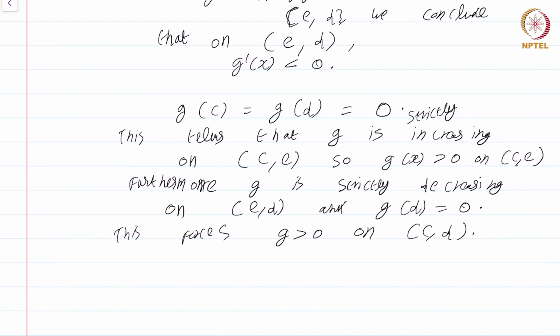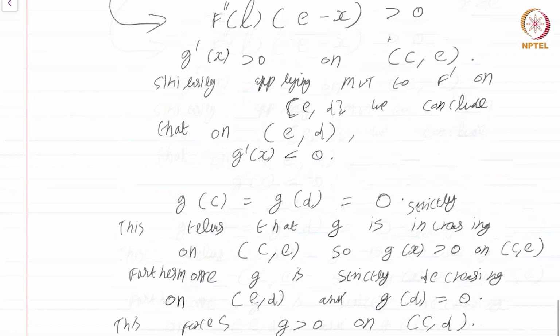Why is that? g of c is 0. The function is increasing from c to e, so when it reaches e, it will obviously be strictly greater than 0 again. And from there, it can never reach 0 in the interval (e, d), simply because it's decreasing, and at the endpoint d, it is still 0. So this forces g greater than 0 on (c, d), including at the point e. You might think that the point e is an exception, but the argument we have given rules out the possibility that g of e is 0 as well. So g is strictly greater than 0 on (c, d).